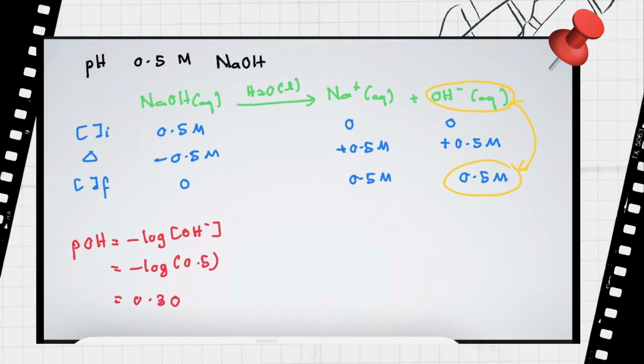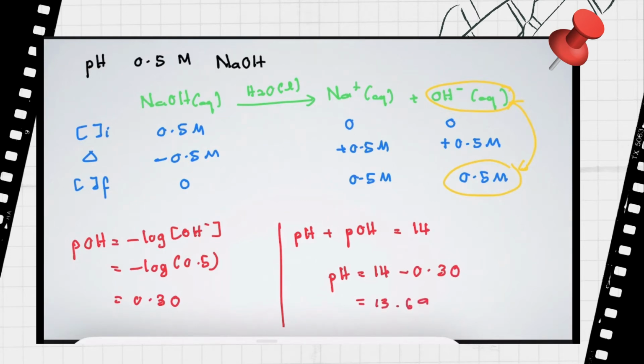The question asks you to determine the pH. So how to determine the pH? We have a formula. pH is equal to 14 minus 0.30, which is 13.69. Okay, alright. So this is how to calculate the pH of a strong acid and a strong base.